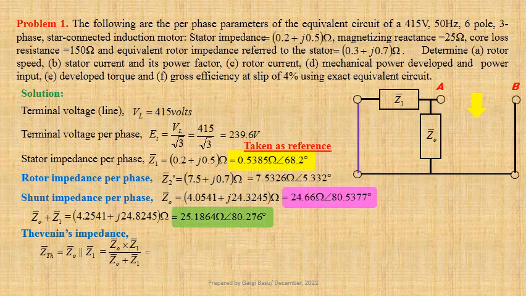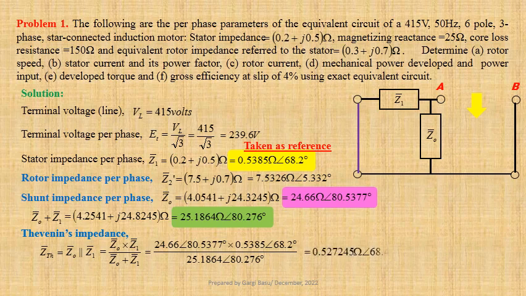Using values we get 24.66 at an angle 80.5377 degree into 0.5385 at an angle 68.2 degree divided by 25.1864 at an angle 80.276 degree. That gives us 0.527245 ohm at an angle 68.4617 degree. This may be written in Cartesian form as 0.193564 plus j times 0.49 ohm.